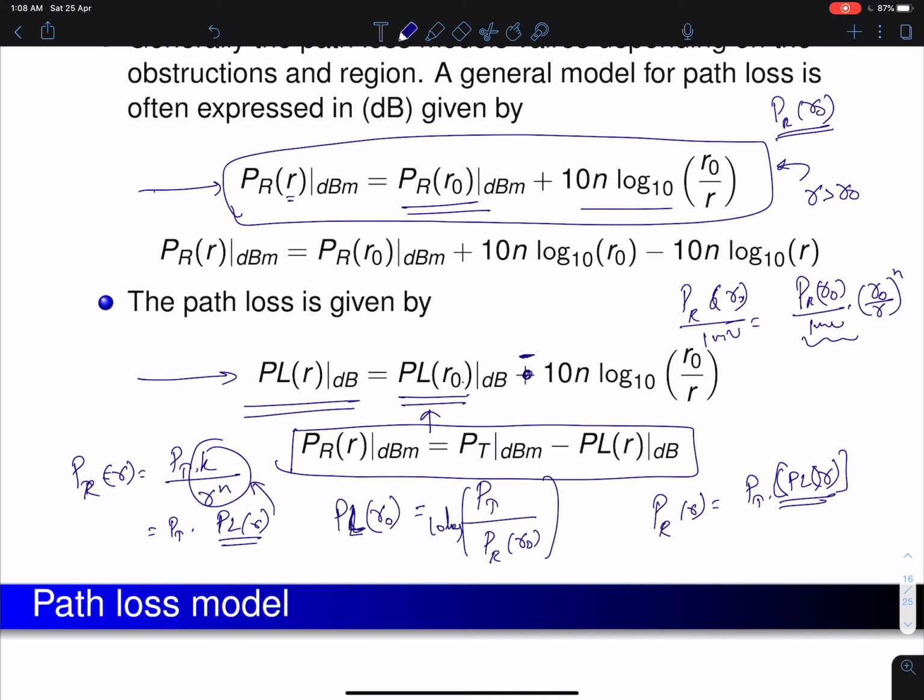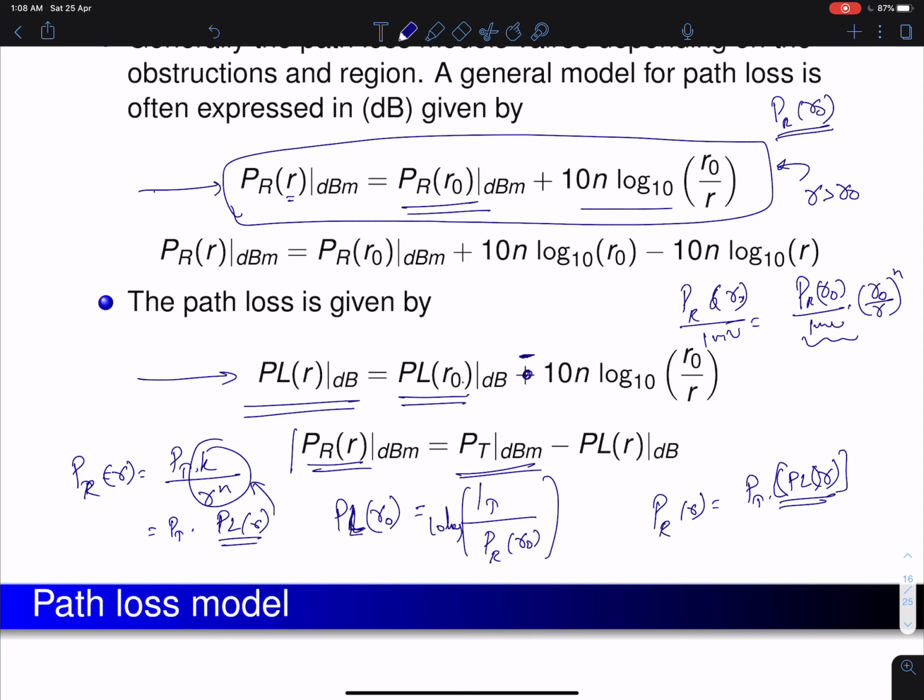So if I divide by 1 milliwatt and take 10 log on both sides, I'll get this expression. Pr of r in dBm will be the transmit power in dBm minus the path loss in dB. I think I gave a question like this in the midsem, wherein I gave the path loss directly. You just had to subtract it from the transmit power.